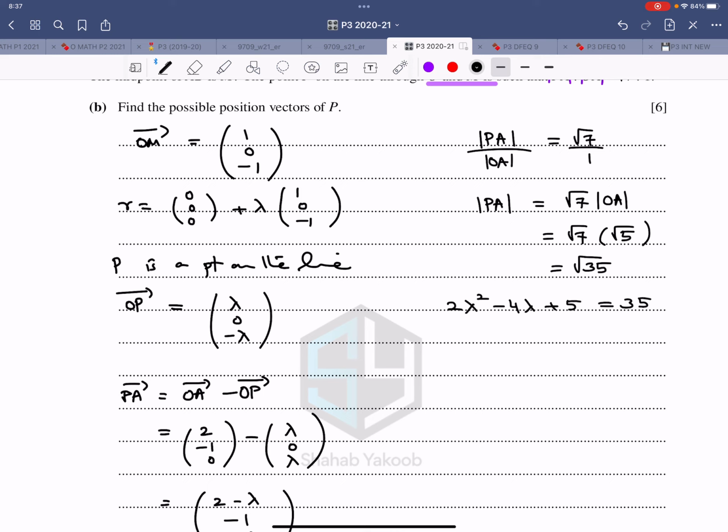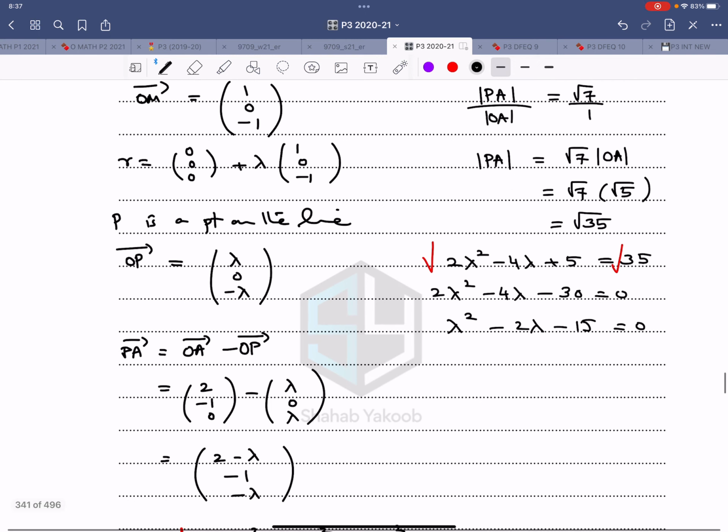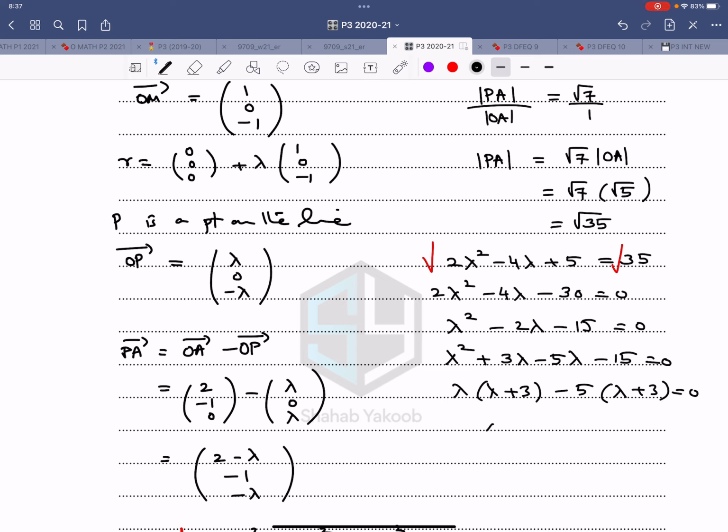Let me write it and then make it the subject. So 2 lambda squared minus 4 lambda minus 30 equals 0. Lambda squared minus 2 lambda minus 15 equals 0. Therefore 15 is 5 into 3. So lambda squared plus 3 lambda minus 5 lambda minus 15 equals 0. (Lambda plus 3)(lambda minus 5) equals 0. Therefore lambda is negative 3. Therefore lambda is positive 5.